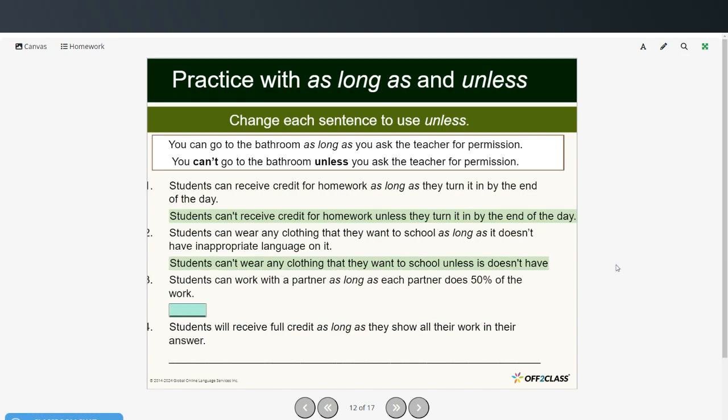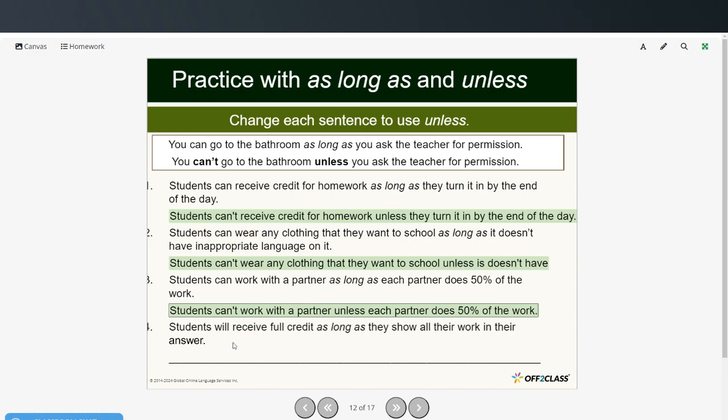Students can work with a partner as long as each partner does 50% of the work. So students can't work with a partner unless each partner does 50% of the work.